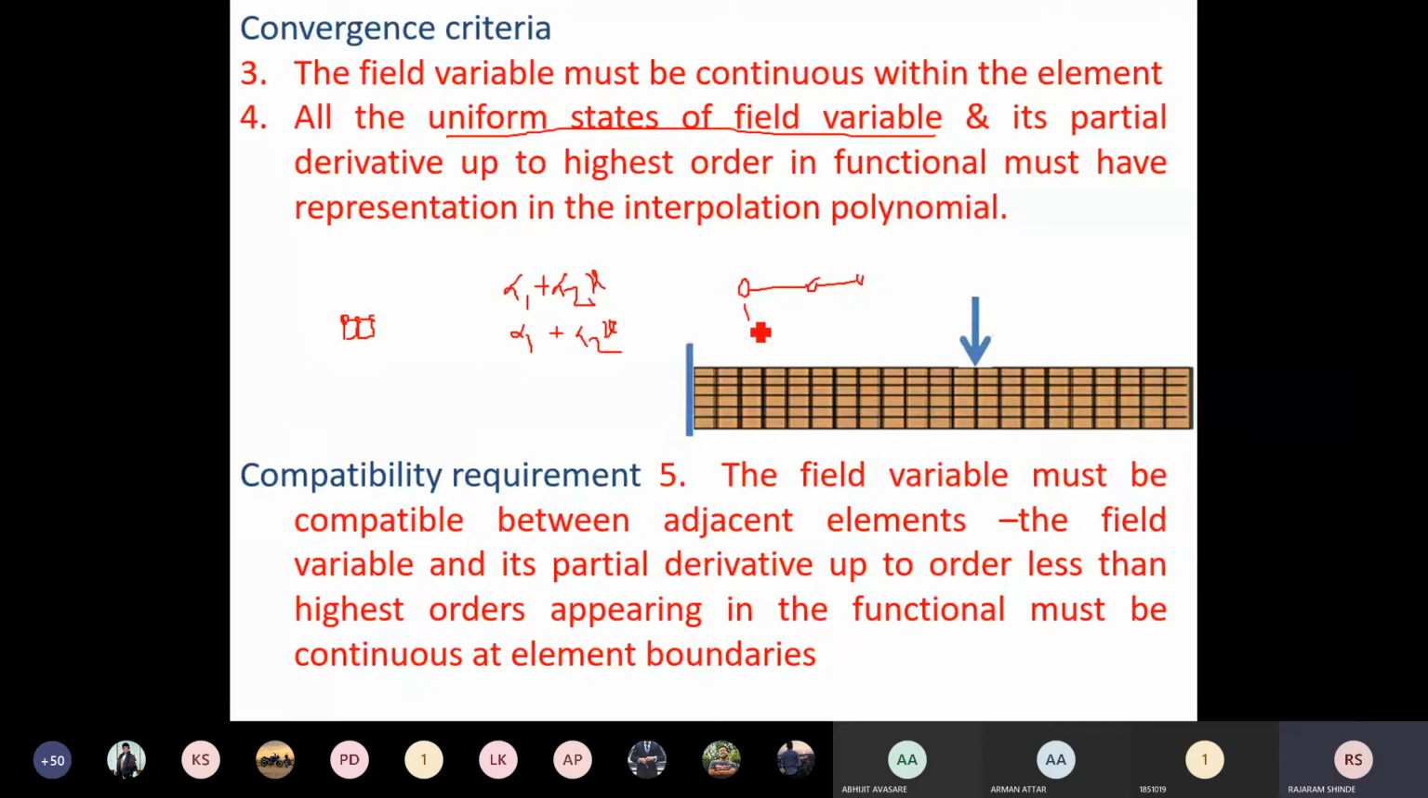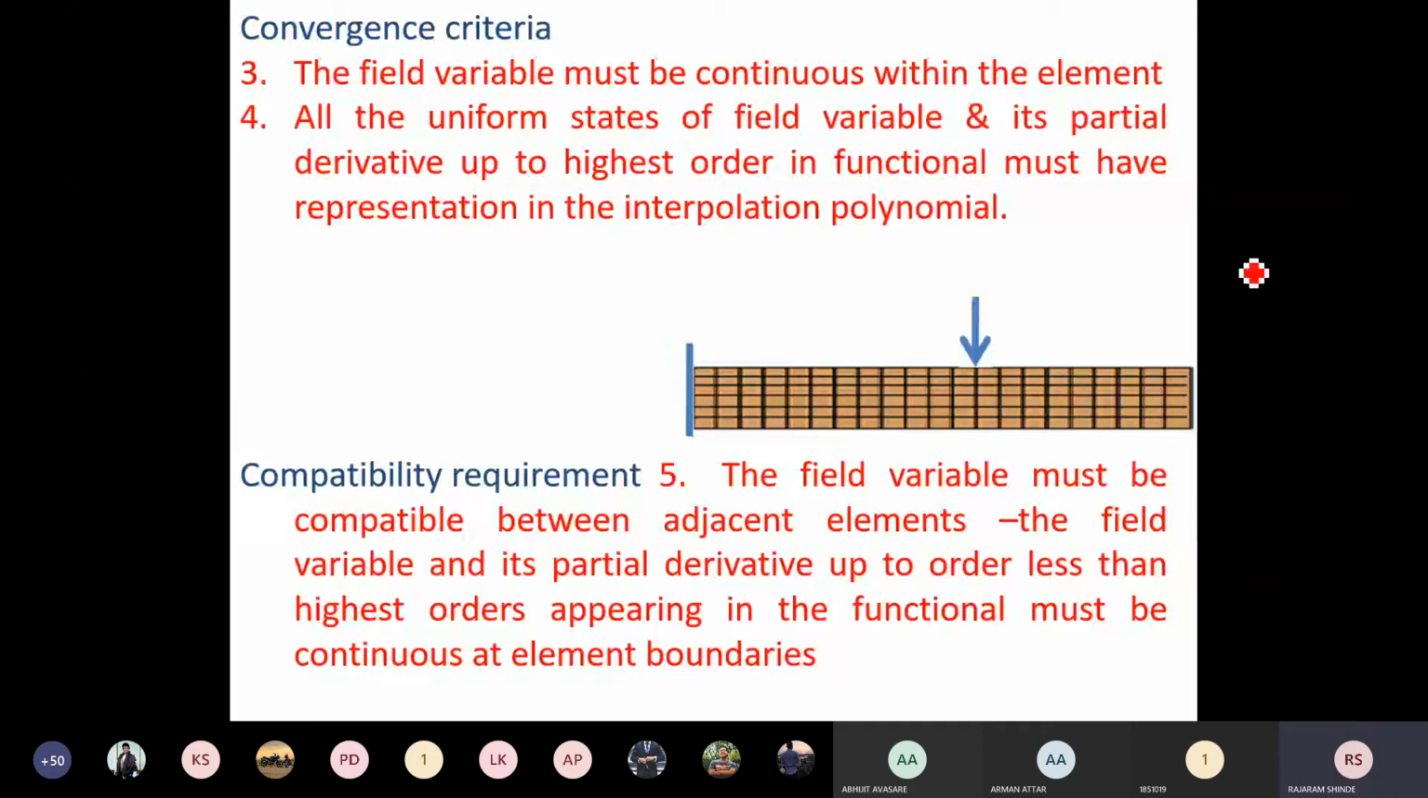Now if these two elements are very small, and we use this polynomial for the first element and this polynomial for the second element, you have some field variable at this location. If these two elements are small, then the distance between these two variables is also small. That means the value of x for the first element and the value of x for the second element are matching, and you get this term as a negligible term. Because of these two terms, we get the uniform state, or the constant value of the field variable.